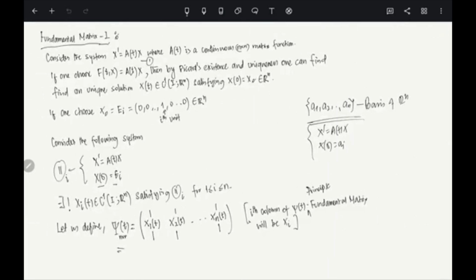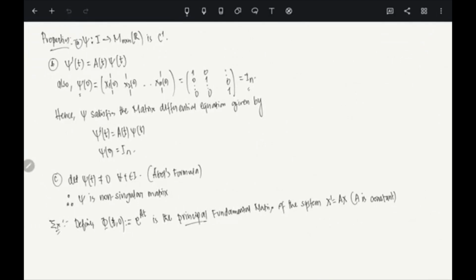The thing is, there can be many different fundamental matrices for a given system, based on the basis which you are choosing. Generally speaking, if you are choosing the standard basis, which is the e_i, what I chose here, then that fundamental matrix we will call a principal fundamental matrix. I hope this is clear.